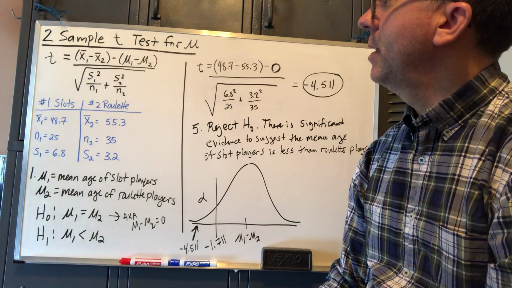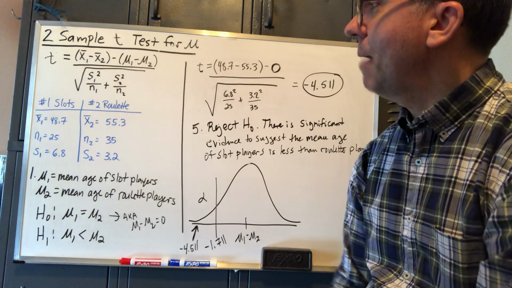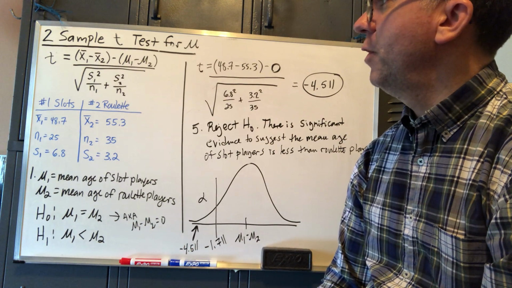So that's our two sample t-test for mu. Our last type of test will be the paired t-test, and that's our last topic for the semester. And then we'll do some review problems too.